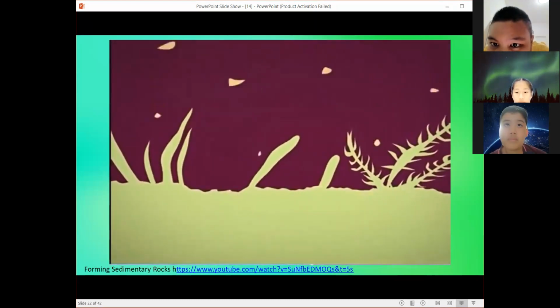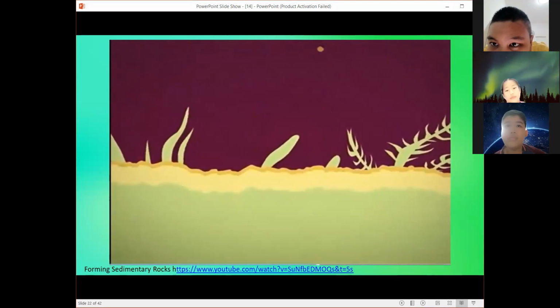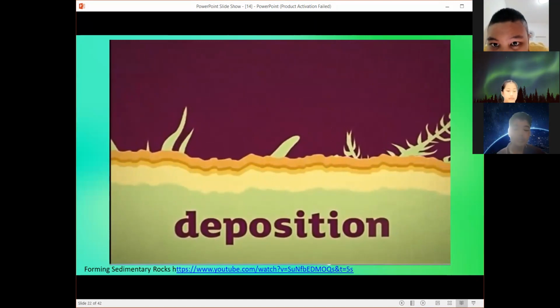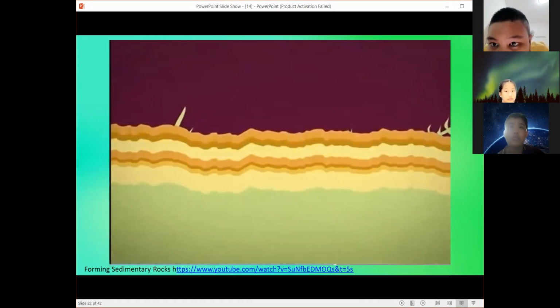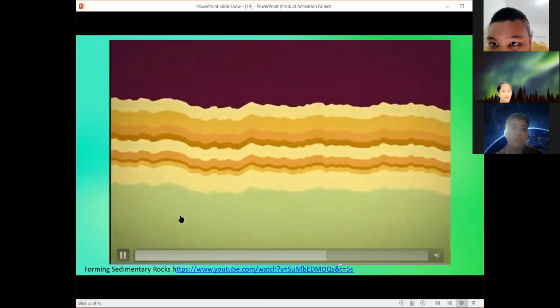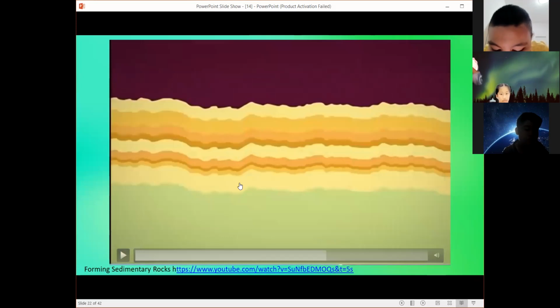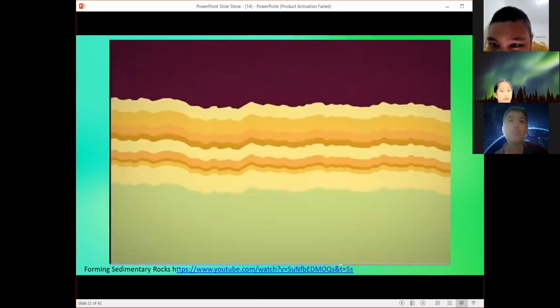Eventually, sediments settle in one place. For example, they may sink to the bottom of the sea. This is called deposition. More layers of sediment are deposited on top. Now, when this sediment settles at the bottom of the ocean or bodies of water, it will form layers, 10 years, 20 years, 30 years, 40 years, 50 years, and all of that. There will be a massive sediment layer under the ocean.